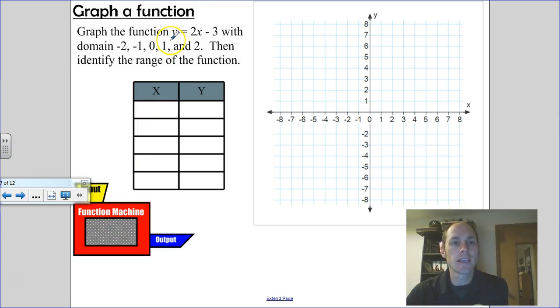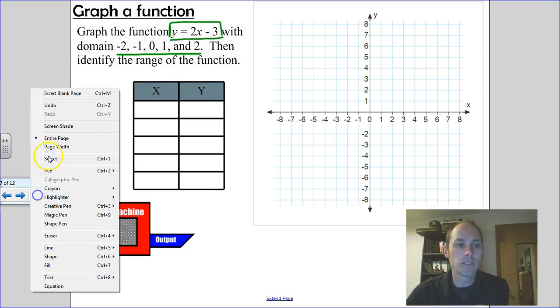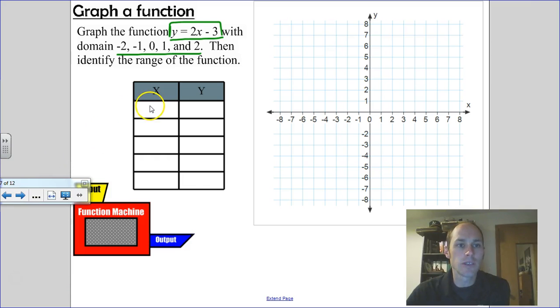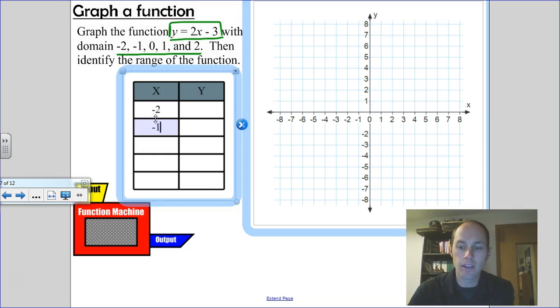Okay, so how do we take a function and convert it to a graph? Well, here's the function rule, the equation, and we're going to start with our domain of -2, -1, 0, 1, and 2, and then we want to graph that function. So in order to do that, we just take those values, and we're just going to substitute those into the equation. So I'll start with -2, then -1, 0, 1, and 2.